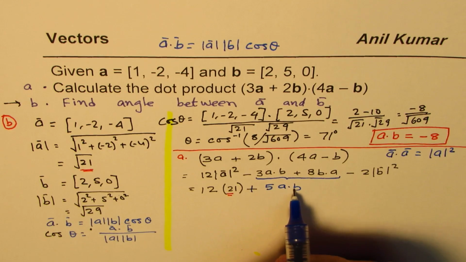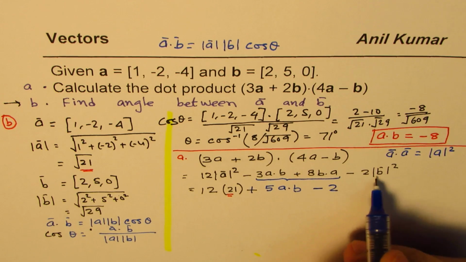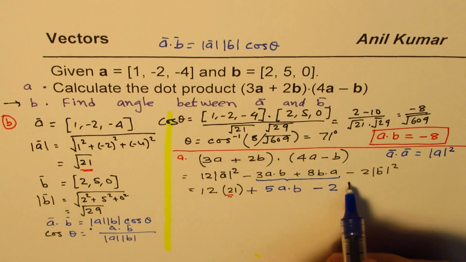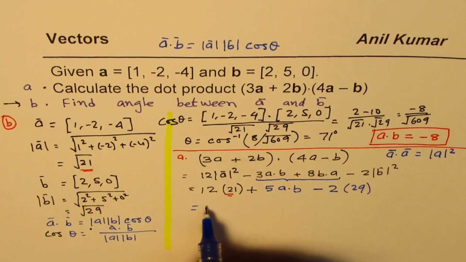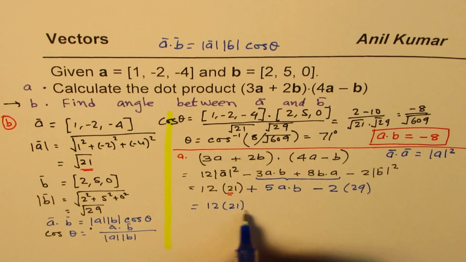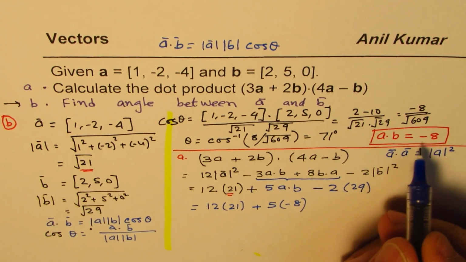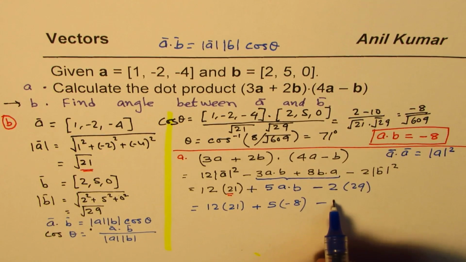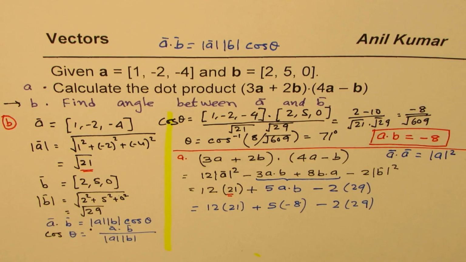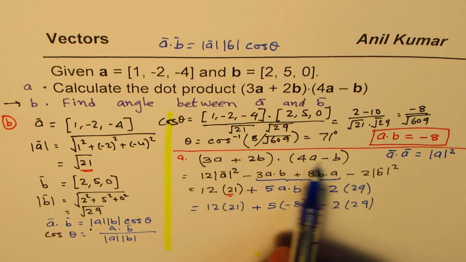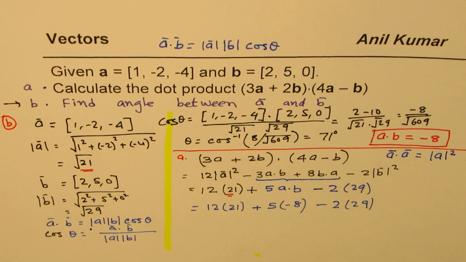We'll do it in the next step, minus 2. And the square of this is 29. Do you see that, 29? So it becomes simpler. Are you getting my point? So it is 12 times 21 plus 5 times minus 8, which you found, minus 2 times 29. So this dot product, instead of finding individually their sum and then doing the dot product, this is better. That's what I'm trying to say here, right?